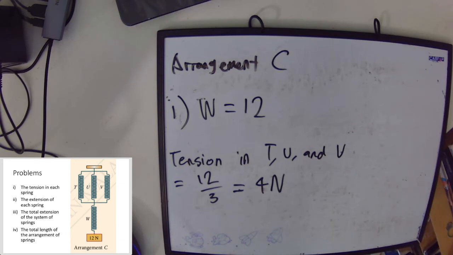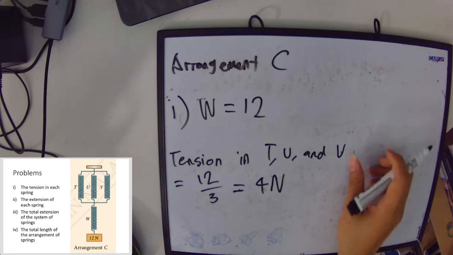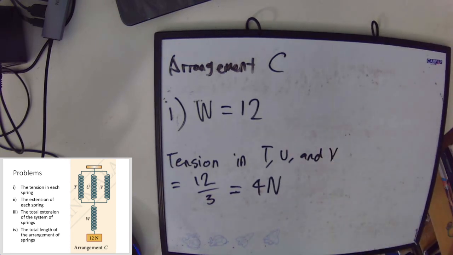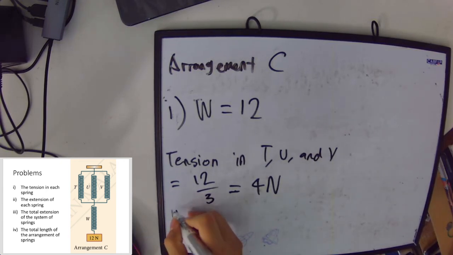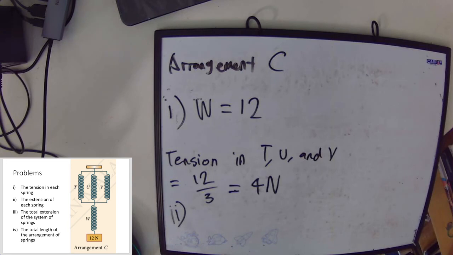Okay, that one so far is quite simple lah. So just make sure kamu kena tahu which formula ataupun mana satu kamu kena anggap sebagai series, mana satu kamu kena anggap dia sebagai parallel. Okay, so that's question number 1. Question number 2 is the extension of each spring. Kamu kena kira satu-satu lah.